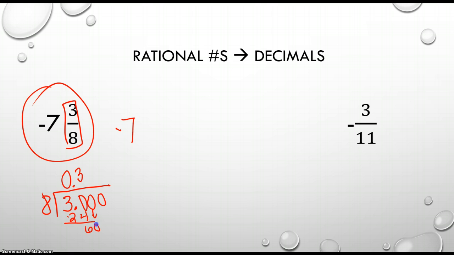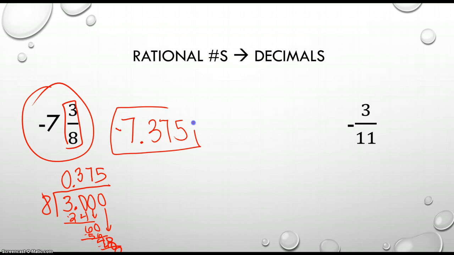Bring down a 0. 8 goes into 60 7 times. 7 times 8 is 56. So we'll have a 4 left over, and then we bring down our last 0. And 8 goes into 40 5 times. So there will be no remainder there, and that's what we're going for. We're going to move on until we get a remainder of zero or a repeating decimal. So we have -7, and we're going to take this decimal and add it to my whole number. So changing -7 and 3/8 into a decimal would be -7 and 375 thousandths.